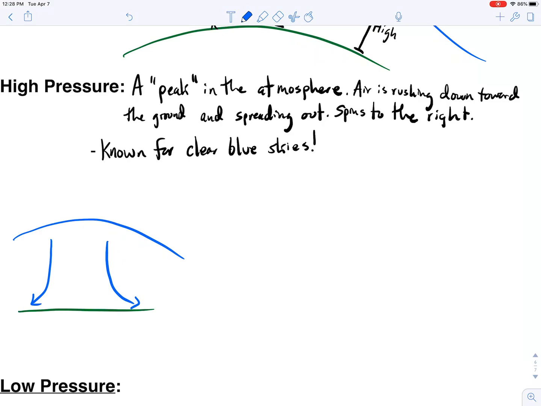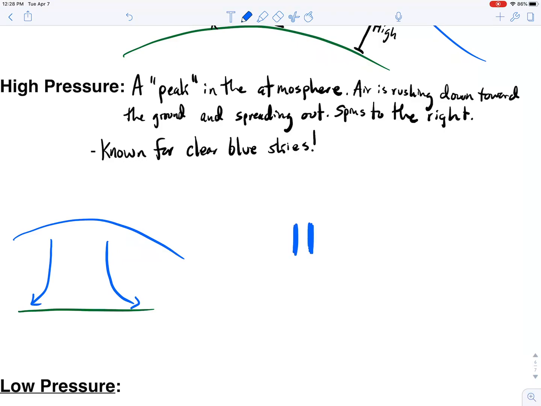So if we have downward flowing air, we're essentially not going to get precipitation because we're not taking that warm, moist air near the ground and cooling it off. We're doing the opposite, right? We're bringing it down towards the ground. So sinking air is not going to cause precipitation. If we make air rise, that's where we're going to get clouds and rain.